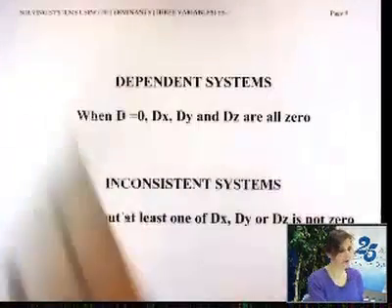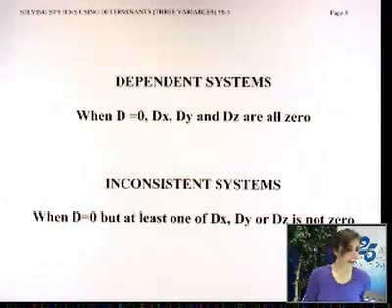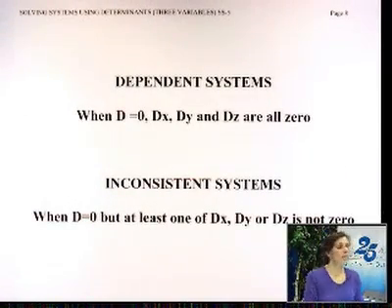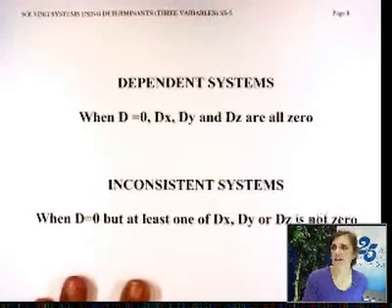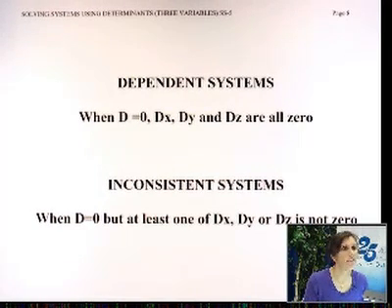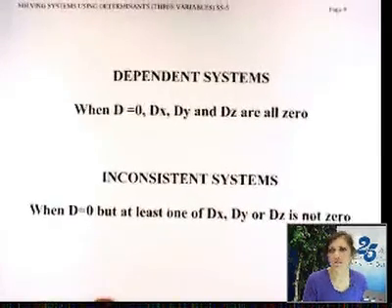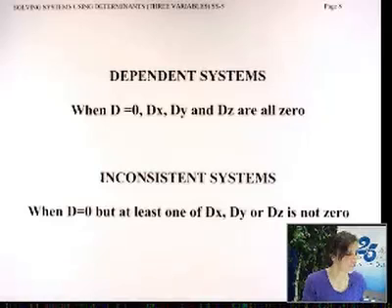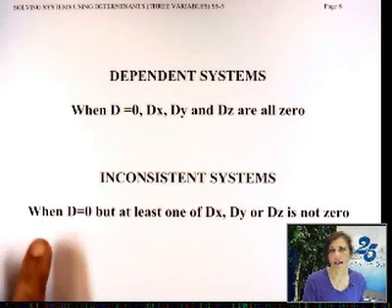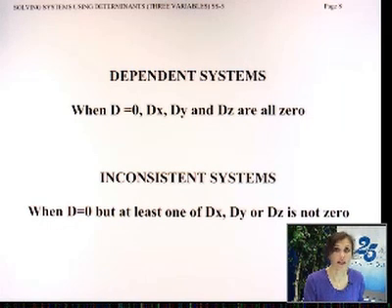Now, one thing that I did not mention: when the determinant is 0, and then dx, dy, and dz are all 0, you have a dependent system. So you have infinitely many answers. An inconsistent system is going to show up when d is 0, but one of the dx, dy, or dz is non-zero. So you're not going to be able to get an answer from that one, and you cannot divide by 0. So just kind of pay attention to that.